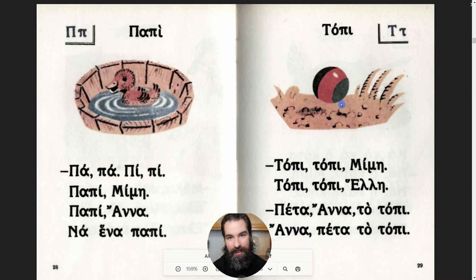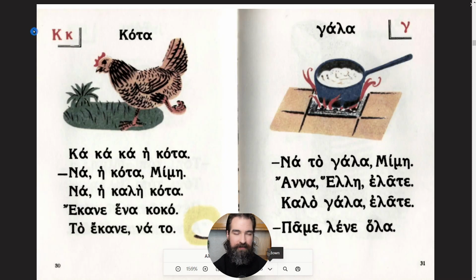Topi, an old way to say ball. Άννα, πέτα το τόπι. Anna, throw the ball.